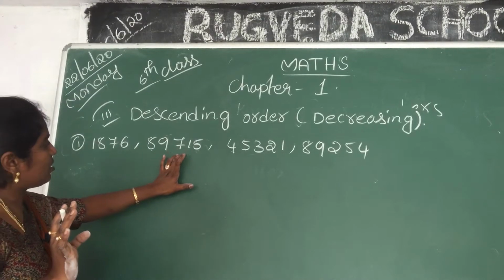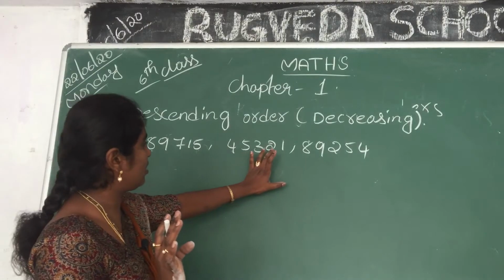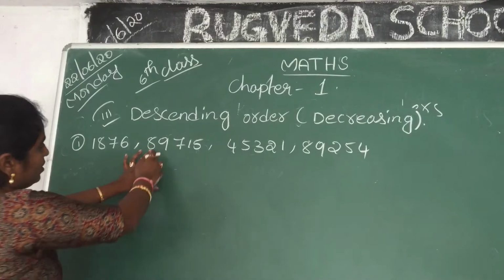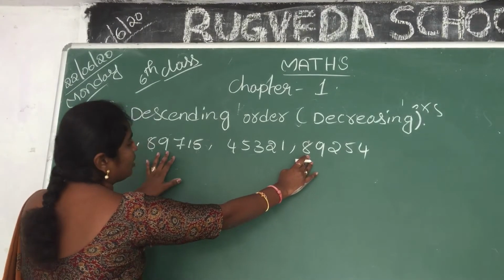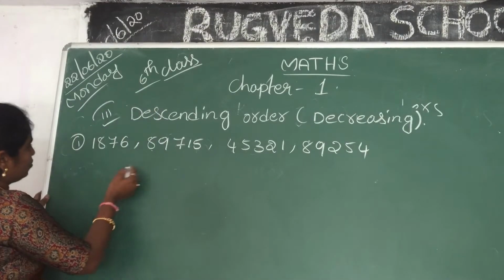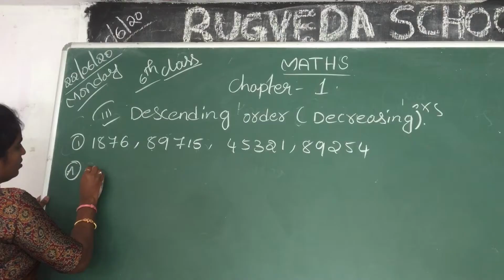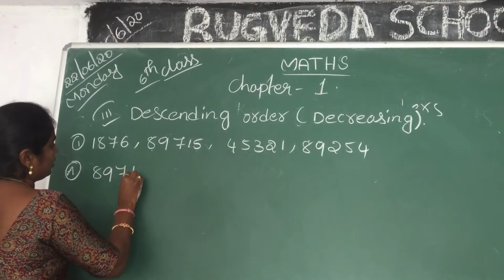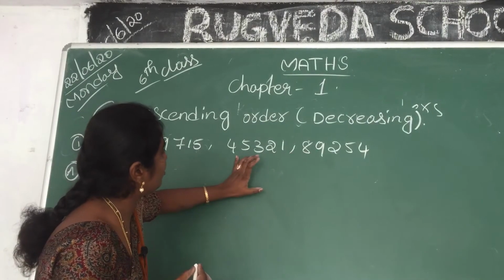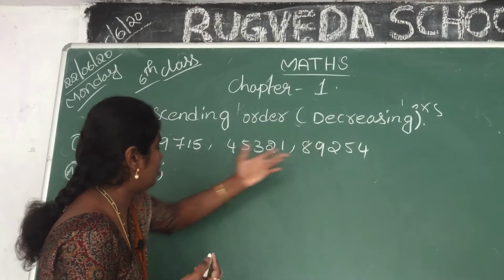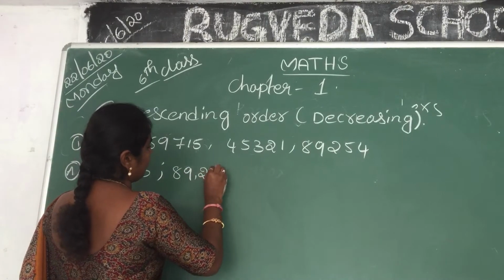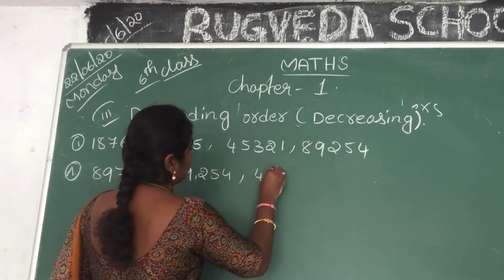So 89,715, 45,321, 89,254. In these three numbers, which one is a bigger number? 89,000, 89,000. Both are same. Check hundreds place, 700. 7 is a bigger number than 2 now. So first 89,715 is the first bigger number. Next bigger number, 45,000 are there, here 89,000. So we know 89 is the bigger. Next number 89,254.